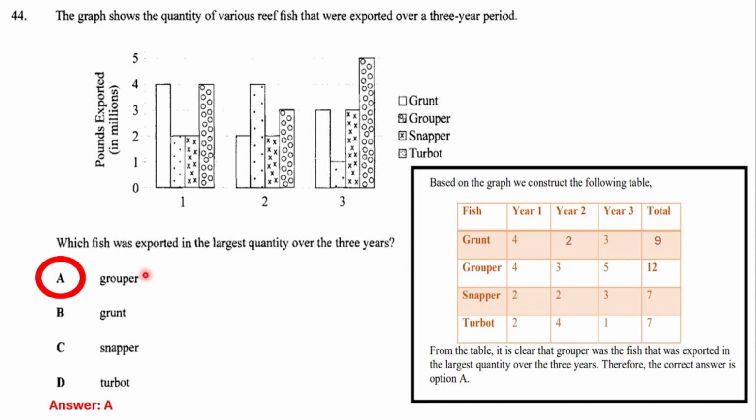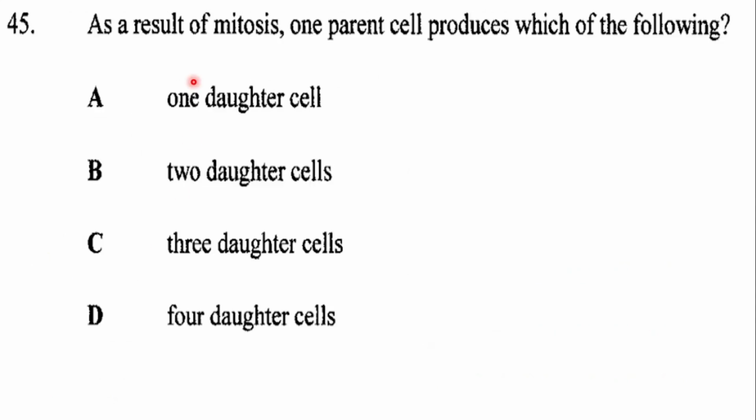Let's move on to question number 45. It says, as a result of mitosis, one parent cell produces which one of the following? 1 daughter cell, 2 daughter cells, 3 daughter cells, or 4 daughter cells?